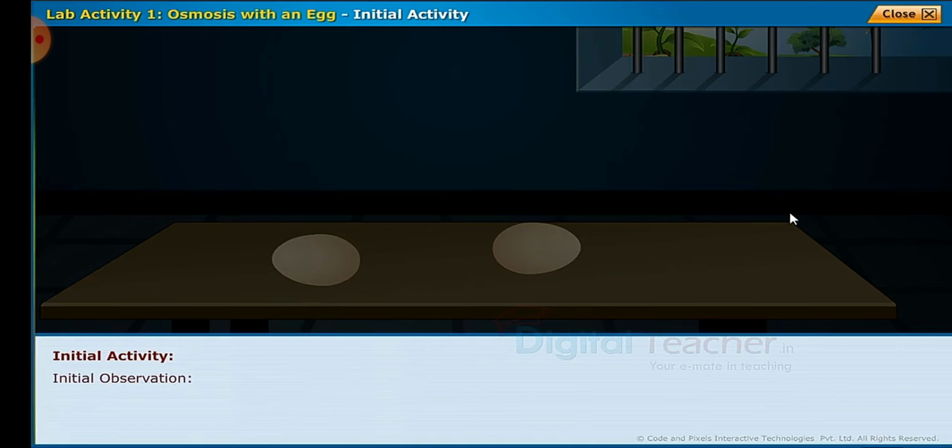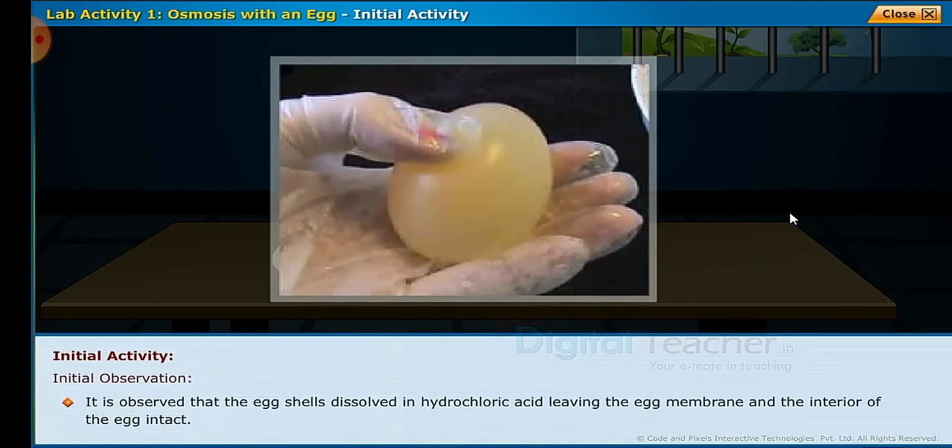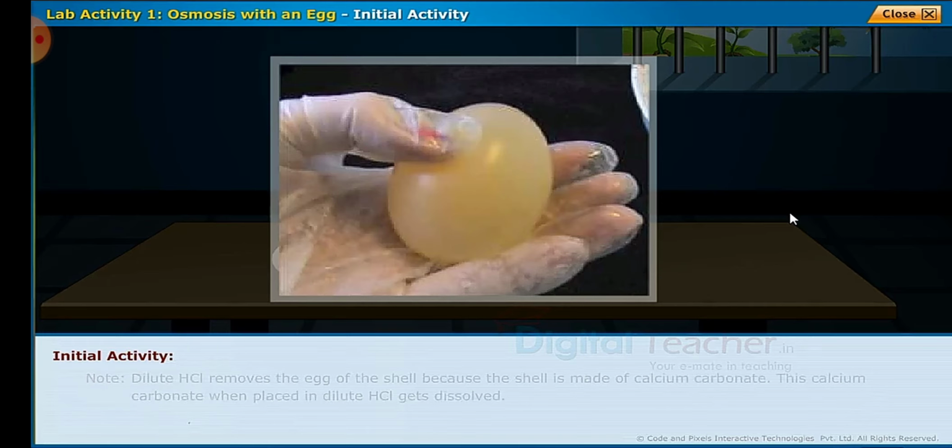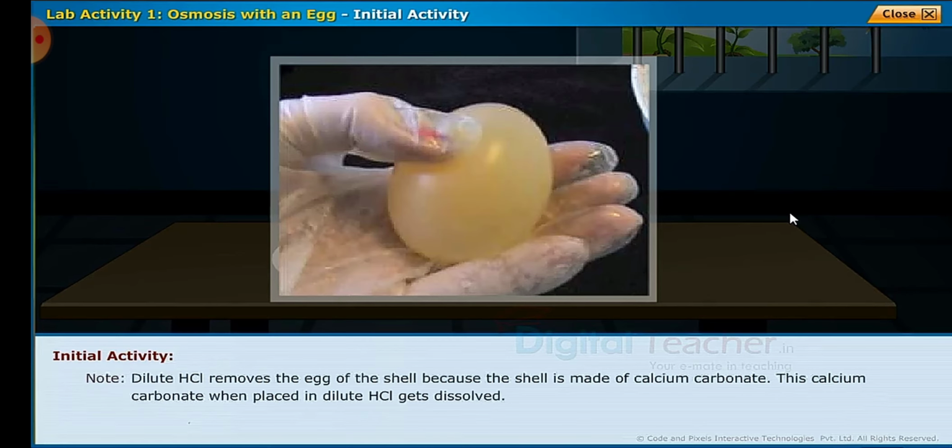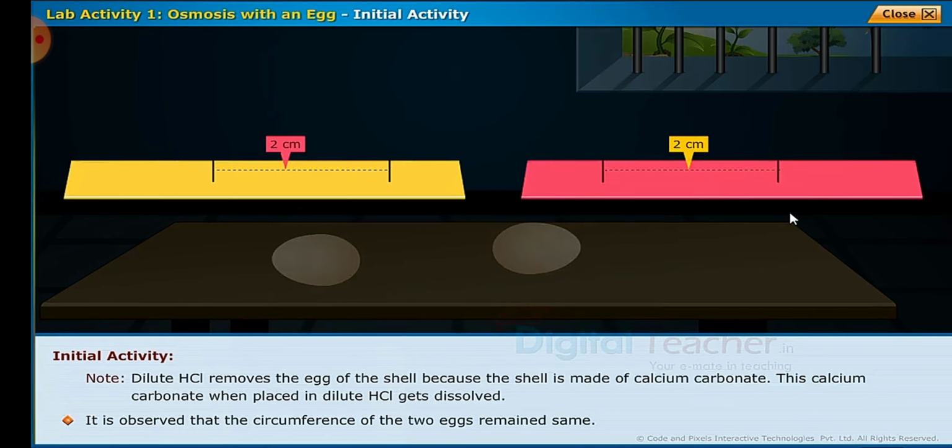Initial observation. It is observed that the eggshells dissolved in hydrochloric acid, leaving the egg membrane and the interior of the egg intact. Note, dilute HCl removes the shell of the egg because the shell is made of calcium carbonate. This calcium carbonate, when placed in dilute HCl, gets dissolved. It is observed that the circumference of the 2 eggs remained the same.